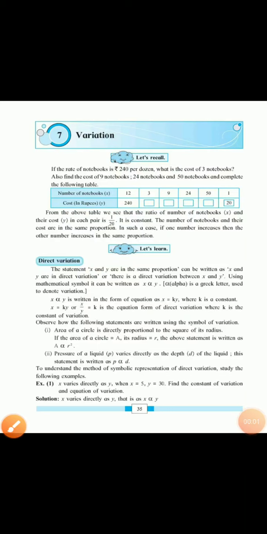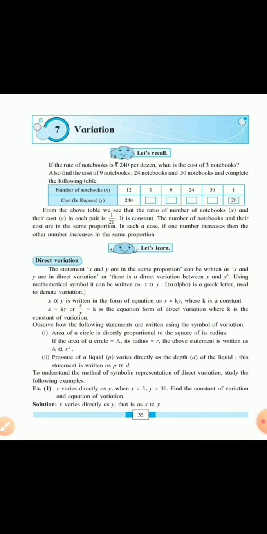Good morning, dear students. So today let us study chapter 7, variation. Now what do you mean by the word variation? Variation means a change. So let's recall.